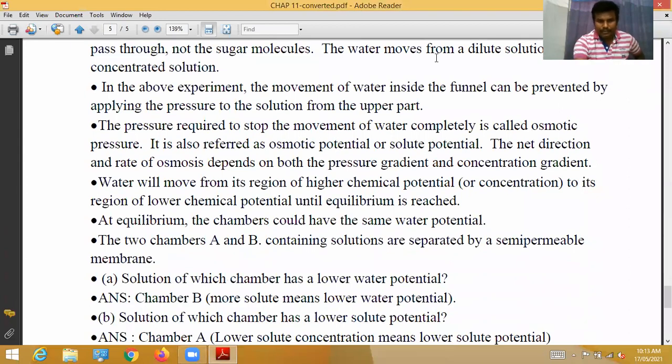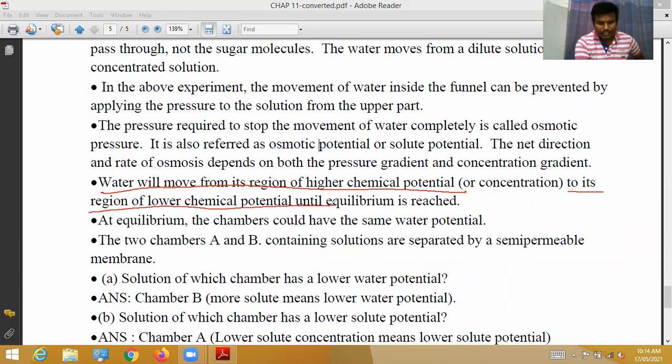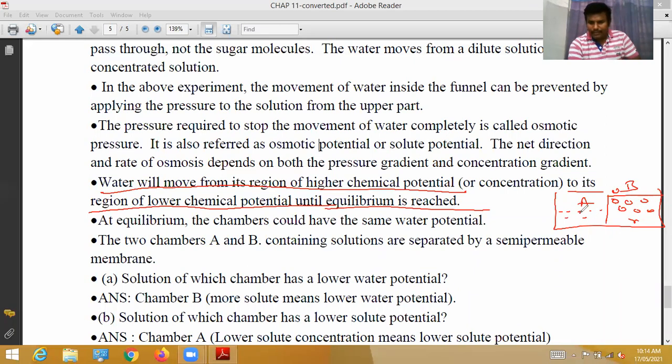See here, one piece of information we have to see. Water will move from its region of higher chemical potential to its region of lower chemical potential until equilibrium is reached. Yesterday also we saw chamber A and chamber B. Here it is water, here sucrose solution. So the water moves from A to B until it reaches equilibrium.